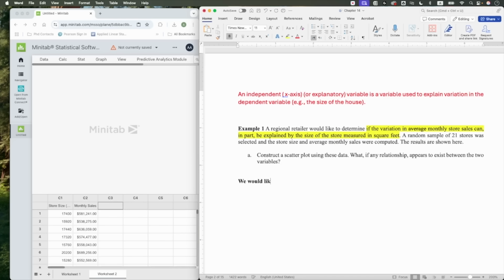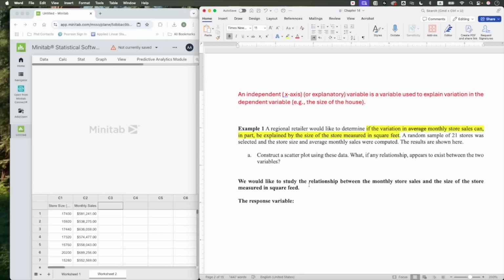We would like to study the relation between the monthly store sales and the size of the store measured in square feet, okay? And what is the dependent variable, the response variable? What do you think the response variable is? Which one relies on the other one? Do you think that the dependent variable is the size of the store or the monthly sales? Which one is the dependent? Which one is responding to the other one?